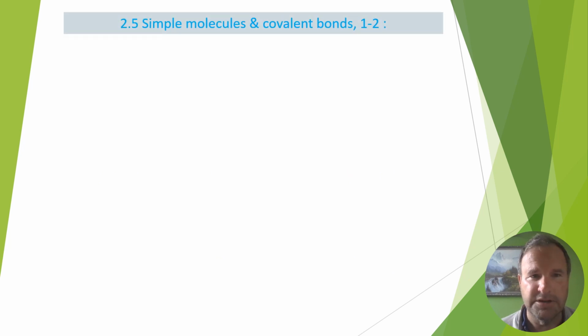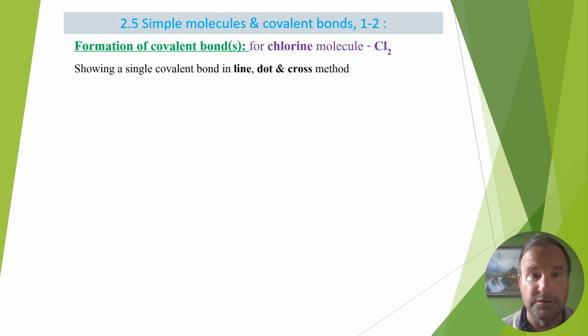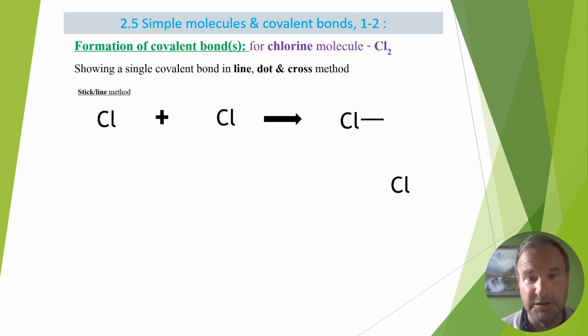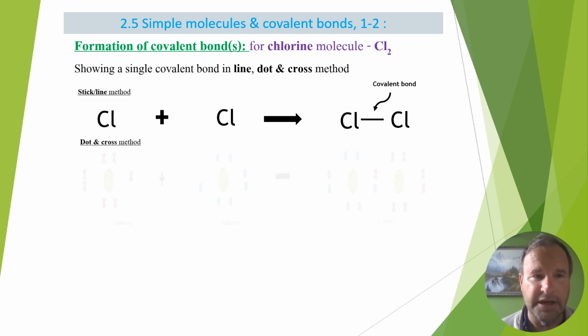Here's the next formation of a simple covalent molecule called chlorine, showing you in the standard form of the stick or line method. So chlorine atoms joining up to form a single bond, just like the previous one, sharing of one electron on the outer shell.